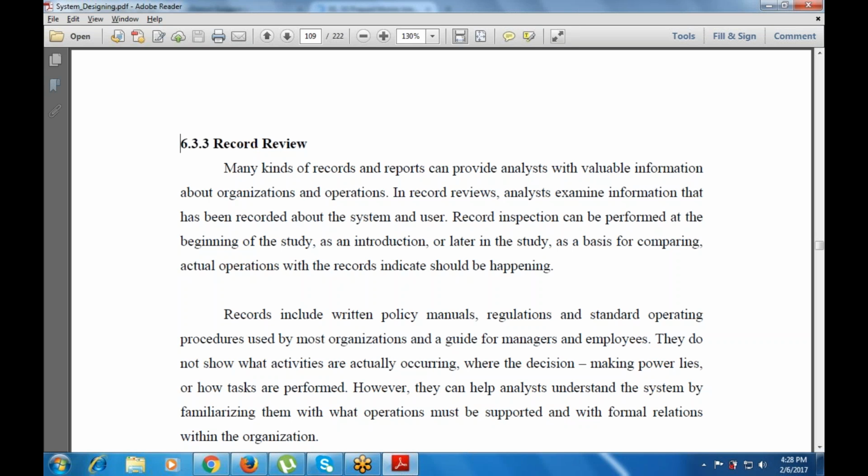Records include written policy manuals, regulations, and standard operating procedures, which are used by most organizations as a guide for managers and employees.